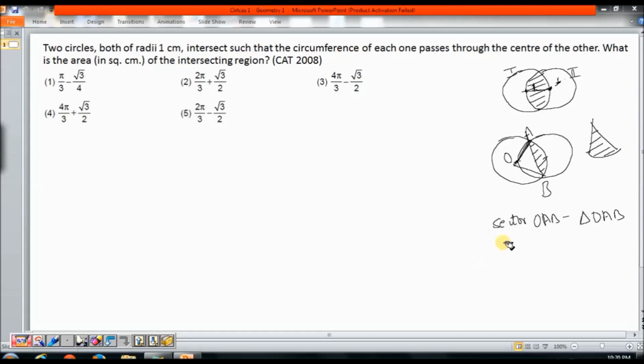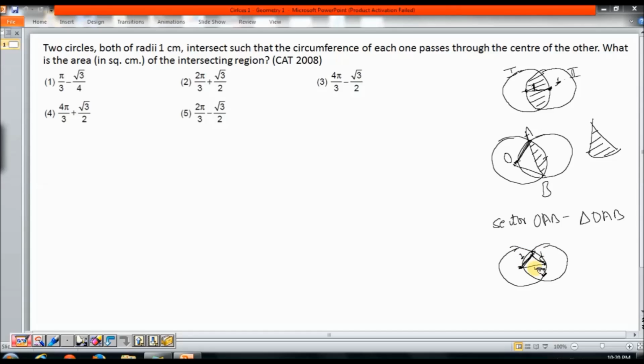Now let me draw another figure just to make sure that we are clear in the diagram. Now this is the center of one circle, this is the center of another circle. Now let me join this line and let me join the points of intersection of the circles. Let me join the two centers and the point of intersection. So this forms a triangle, and if you see the triangle, each side of this triangle should be 1 centimeter.